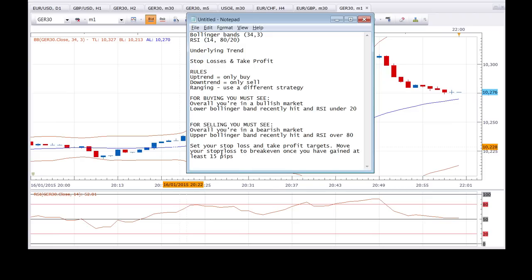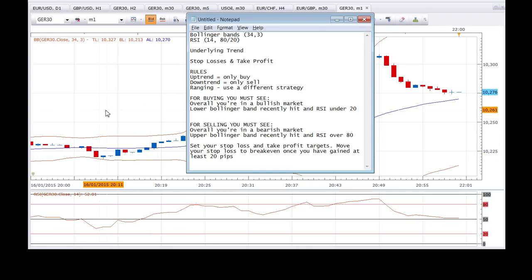So that's it. I think the only other thing to be aware of is that, besides setting my stop loss and take profit targets, I like to move my stop loss to break even once I've gained at least my stop loss in profit. So in this case, let's say I'm going to use a 20 pip stop loss. As soon as I've gained 20 pips, I'm going to move my stop loss to break even. That de-risks the trade, so I can't lose. All I can do is gain.